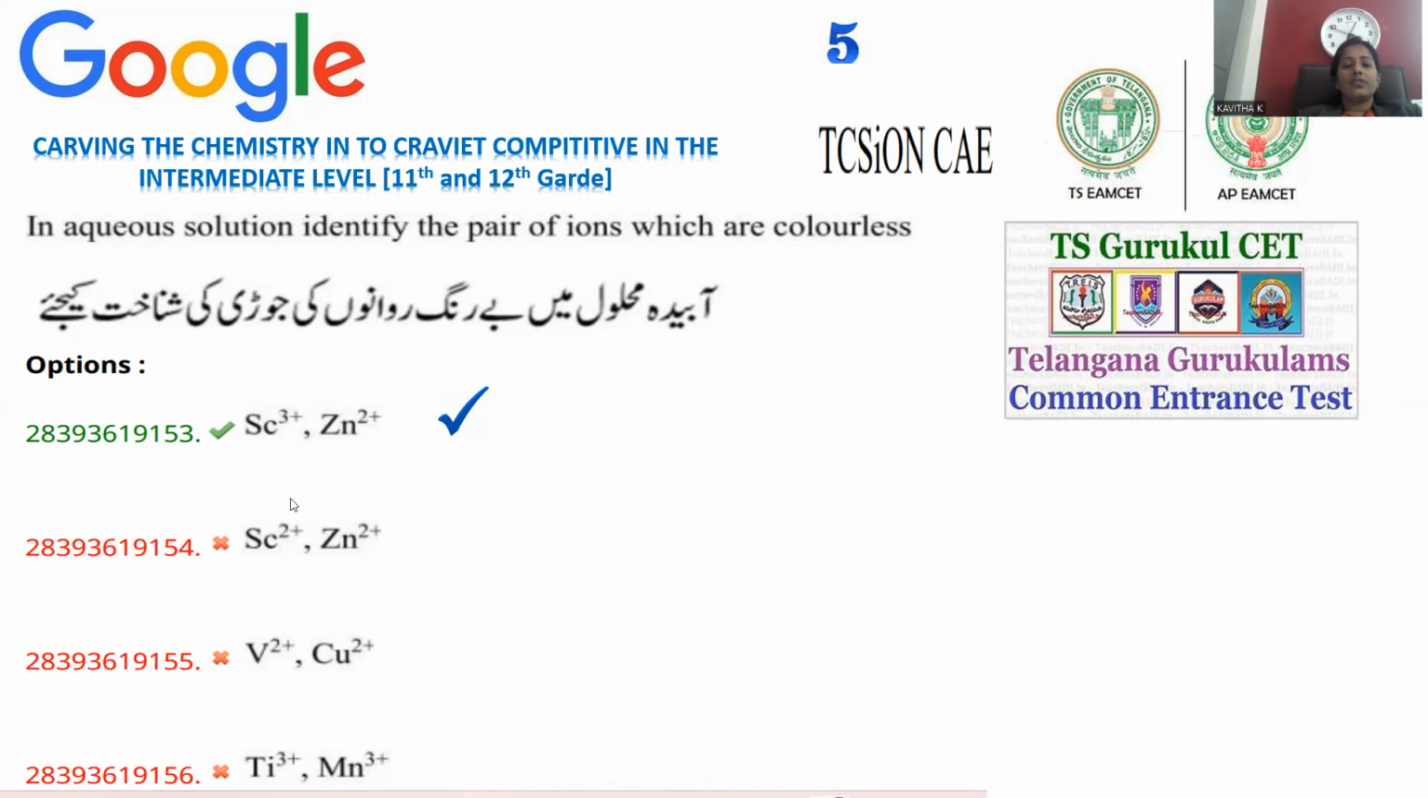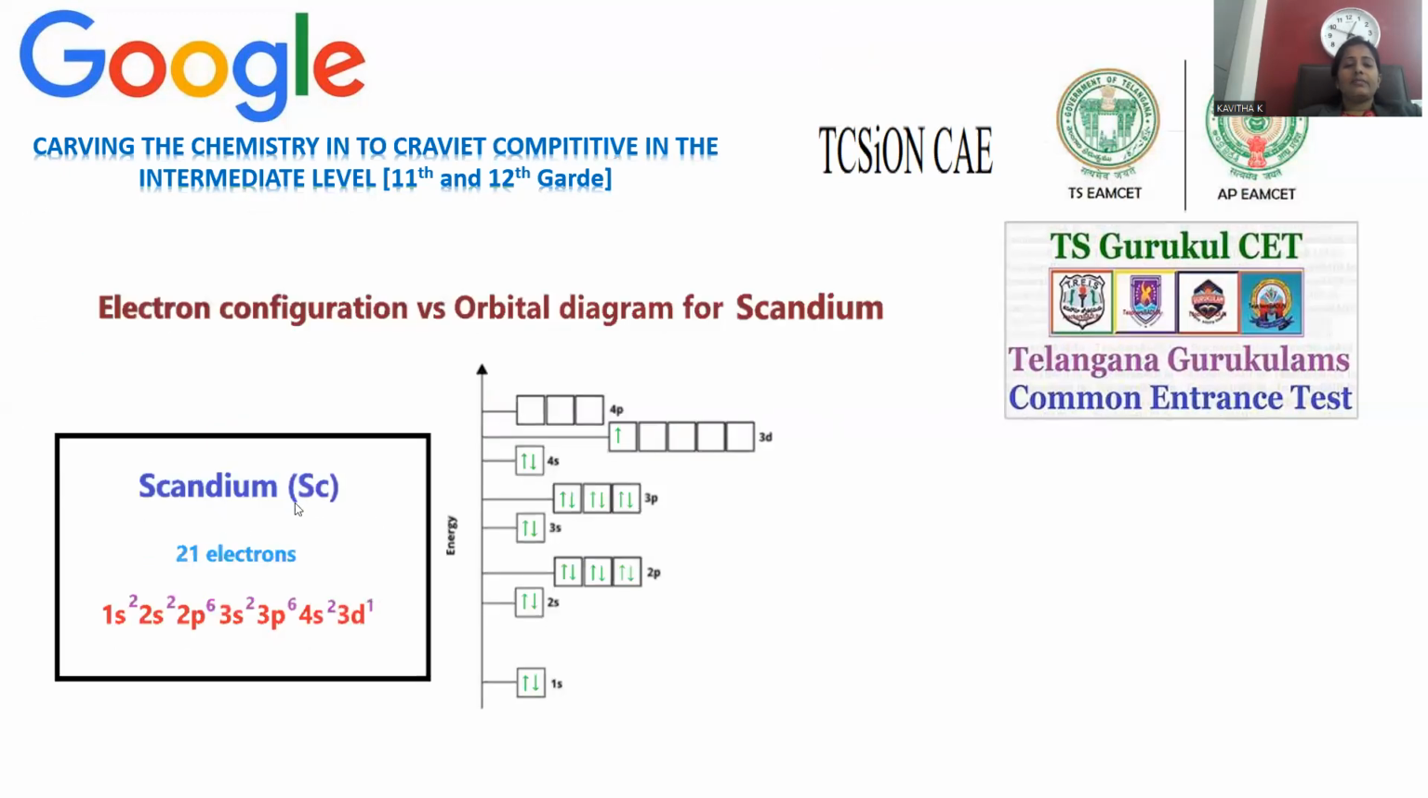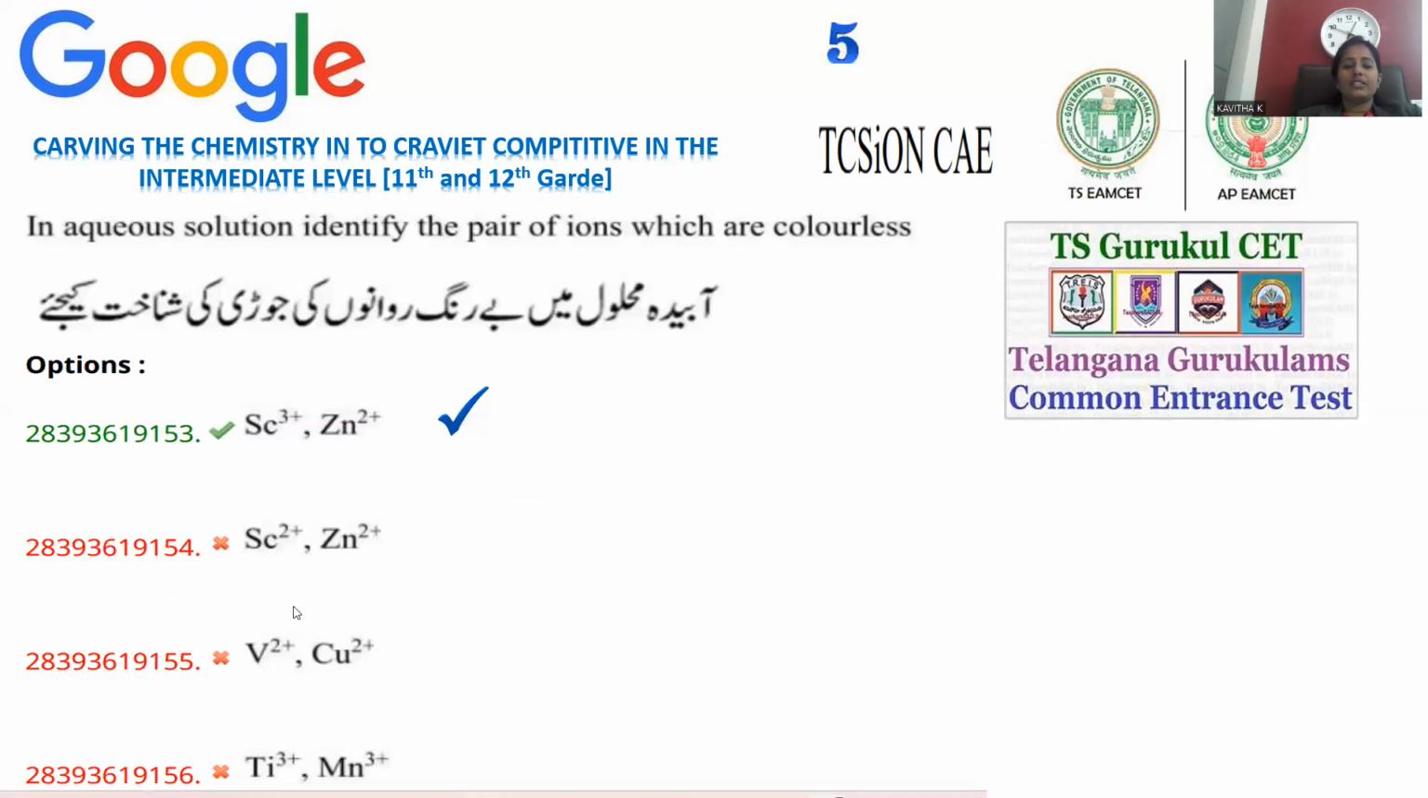How can we answer this one? Let's see. Scandium is the first element of the transition series, and it is a d block element with atomic number 21, configured as 1s2, 2s2, 2p6, 3s2, 3p6, 4s2, 3d1. If we observe, the outermost valence shell has the s orbital with 2 electrons and the d orbital with 1 electron. If you discard 3 electrons, scandium will become scandium plus 3. They are saying scandium plus 3, right?